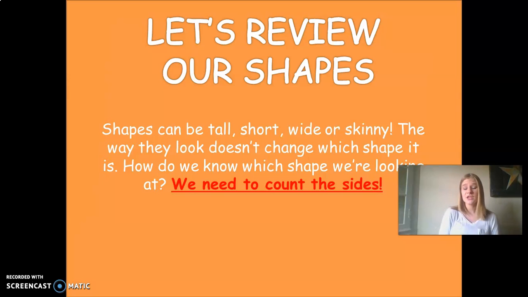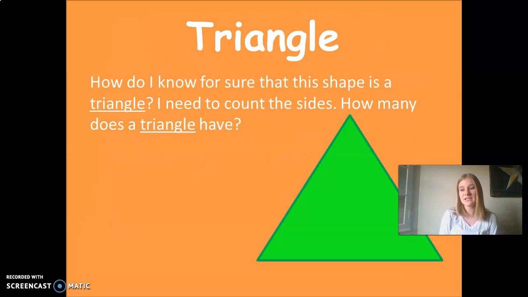So scholars, shapes can be really tall, they can be short, they can be really wide, or they can be really skinny. The way they look doesn't change which shape it's going to be. But how do we know what shape we're looking at? We have to count the sides. So let's look at this first shape.